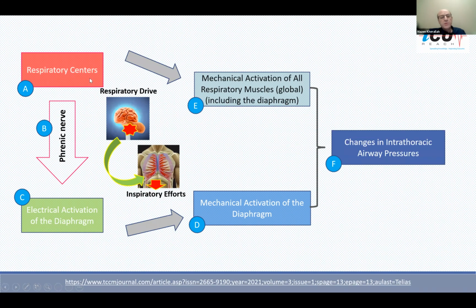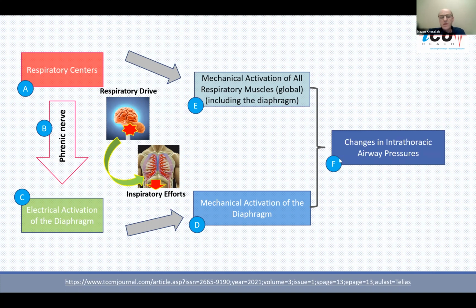We have the respiratory centers that have impulses, and those impulses will be transmitted through the phrenic nerve, and they will cause what we call electrical activation of the diaphragm. This electrical activation will result in mechanical activation of the diaphragm. At the same time, the respiratory centers are affected directly from the lungs by different receptors. So they have a direct effect on the respiratory muscles and the mechanical activation of global respiratory muscles, including the diaphragm.